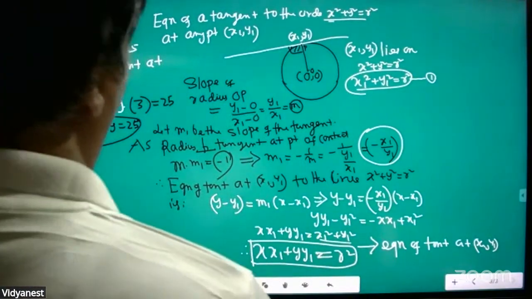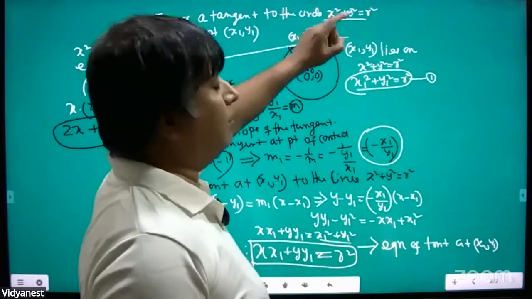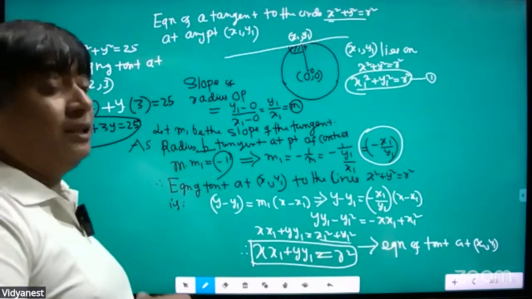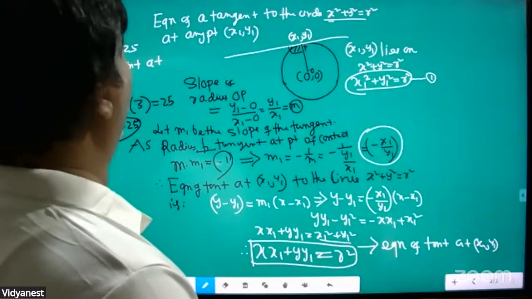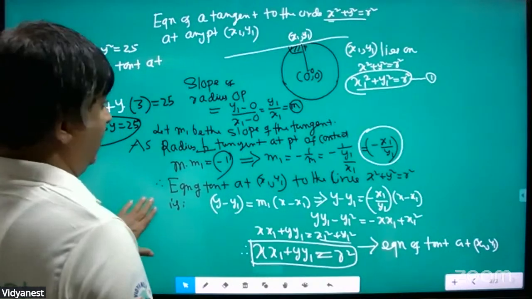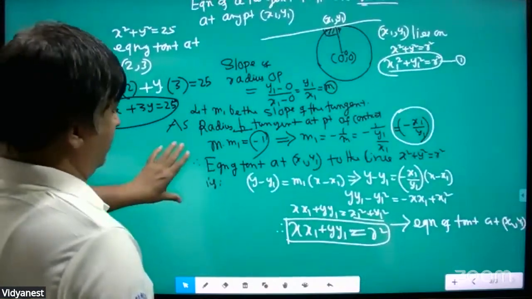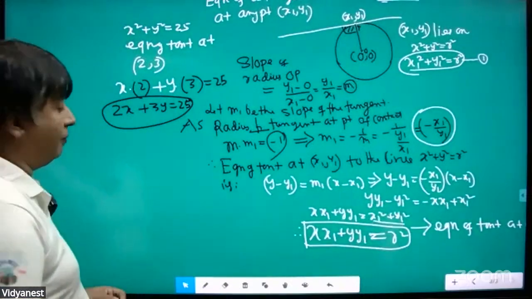Now you can ask me that always this circle will be given where center is at origin. If any other form of circle is given, then what will be the equation of the tangent? Suppose then partial derivative will be required. Partial derivative is not yet taught. So just learn the formula.